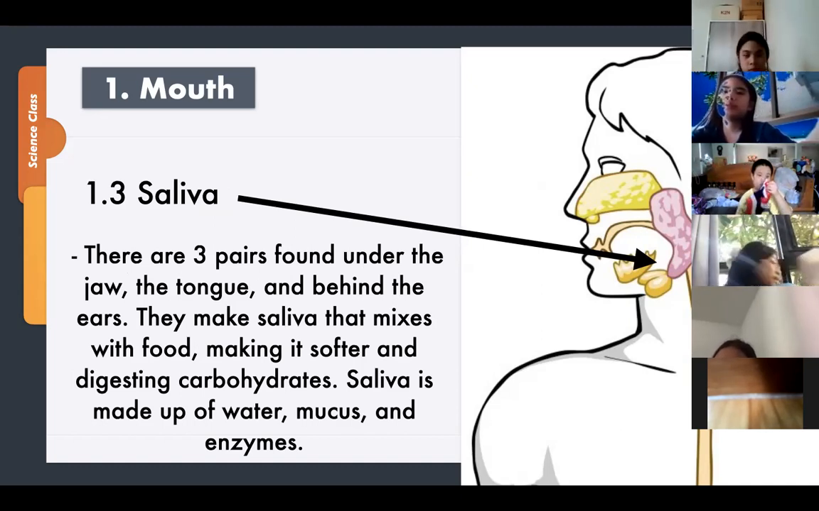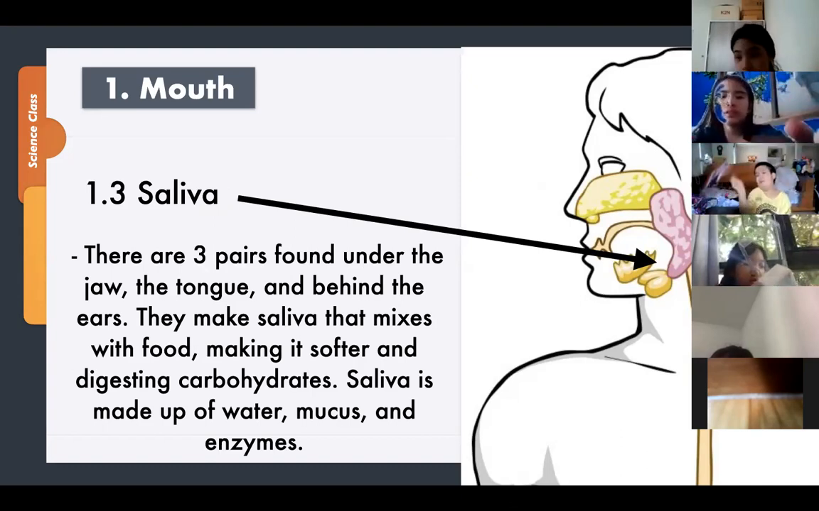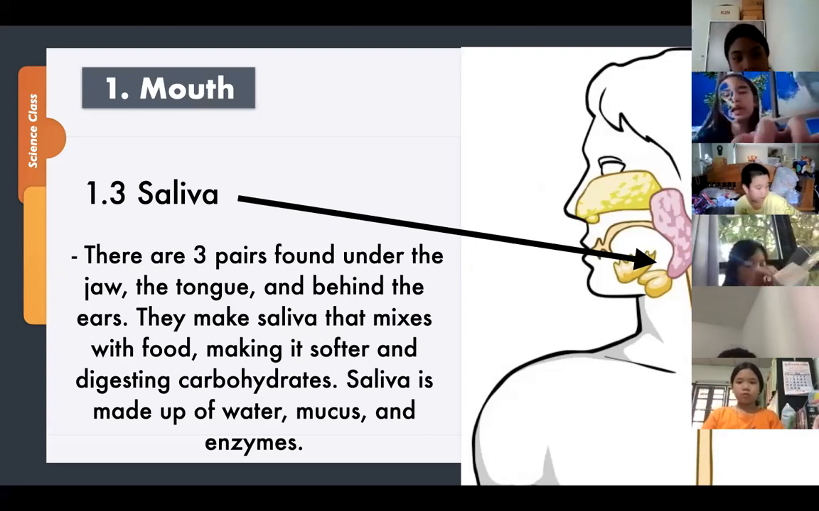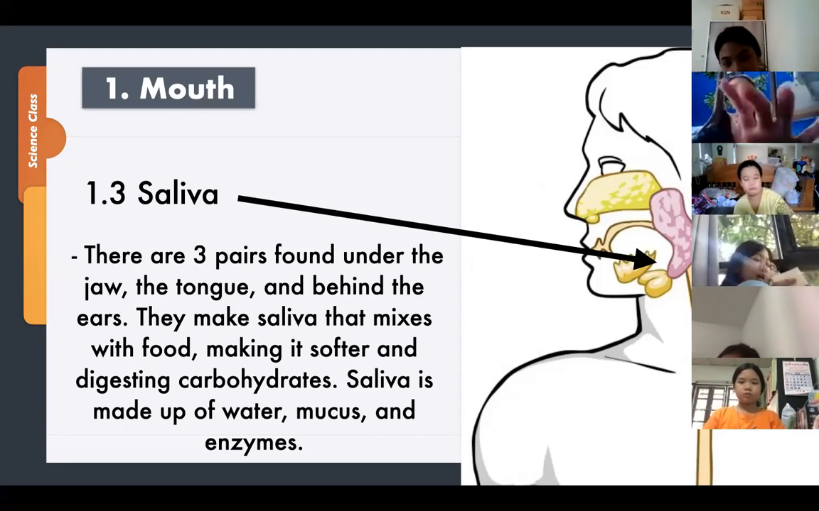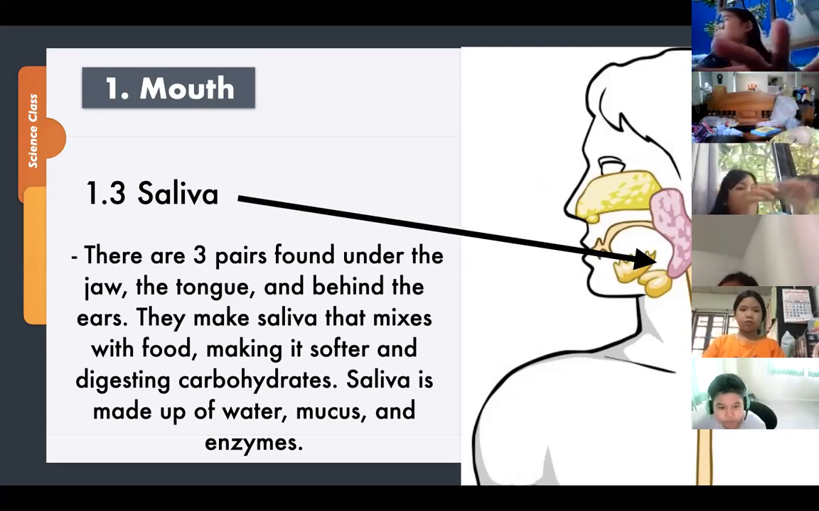Okay, Tenten, read, please. There are teeth that fall under the tongue and behind the ear. They make saliva that mixes with food, making it softer and helping digest carbohydrates. Saliva is made up of water, mucus, and enzymes. Thank you. So there are three pairs of salivary glands that we have: under the jaw, the tongue, and behind the ears. These are the glands that produce saliva.